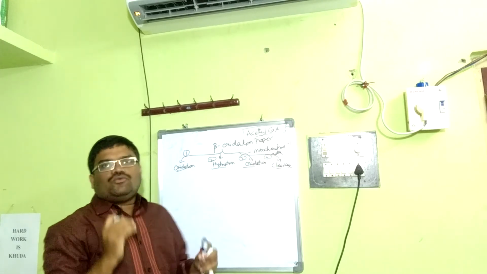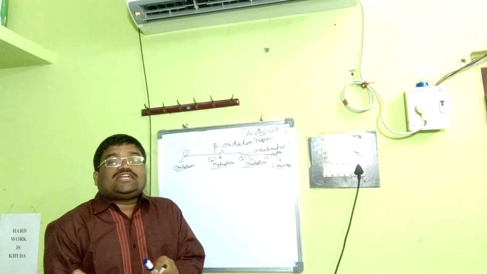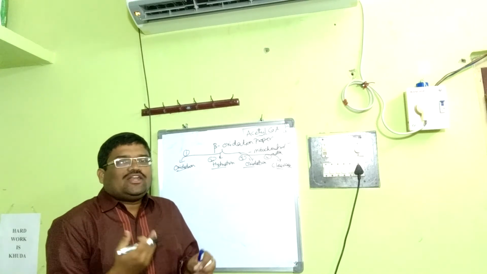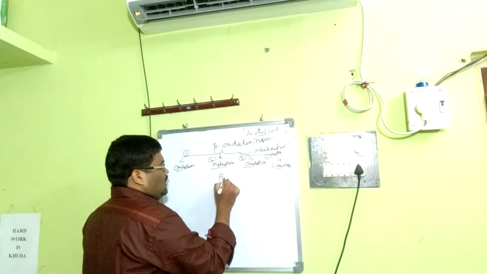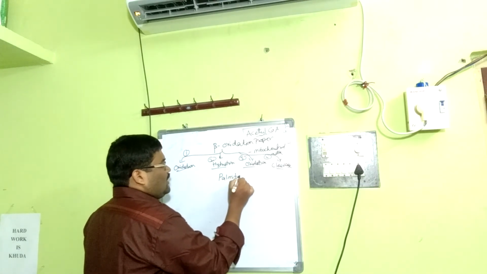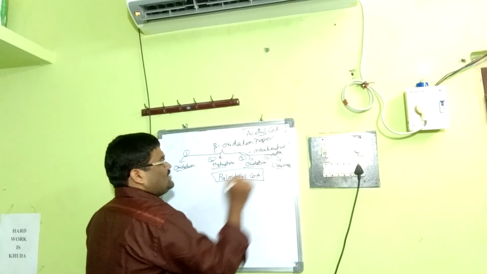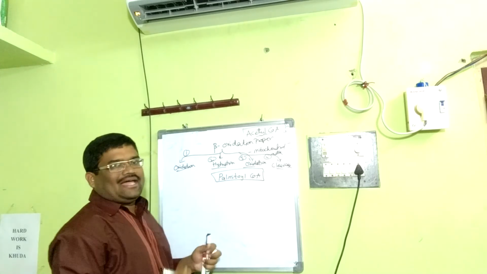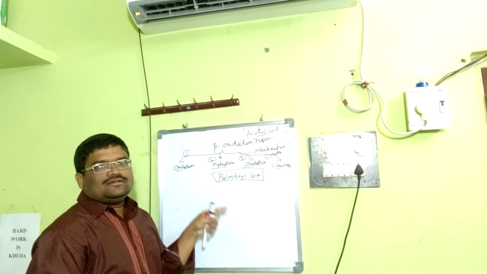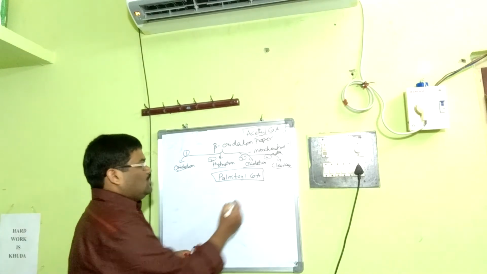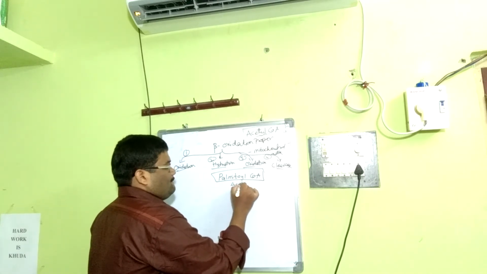For understanding, we'll take a particular example. Say palmitic acid. When it becomes activated, it becomes palmitoyl coenzyme A. This is the activated form of palmitic acid. Then we get it inside, that means inside the mitochondrial matrix.